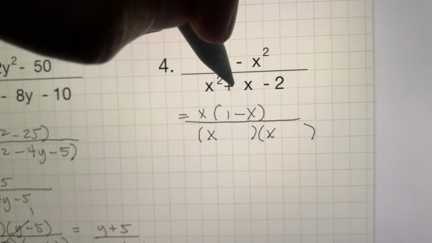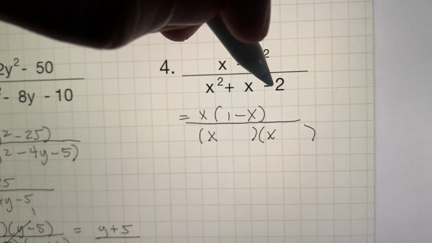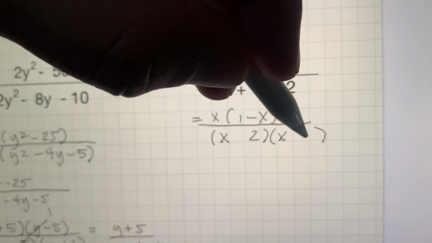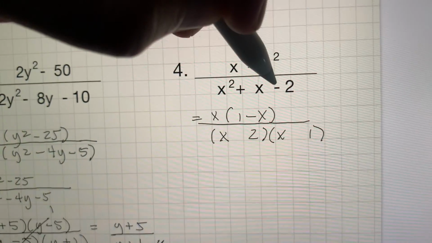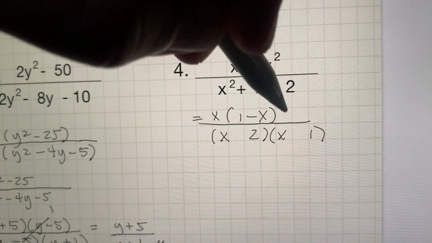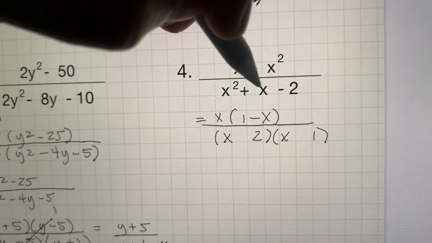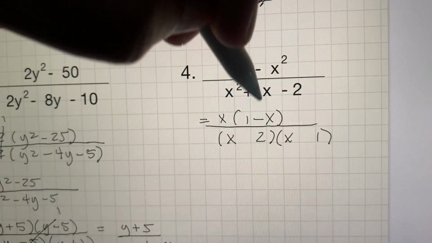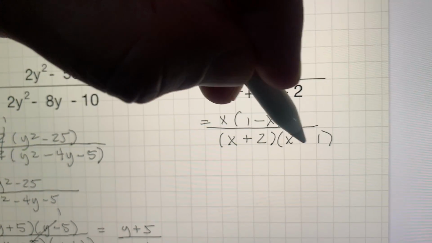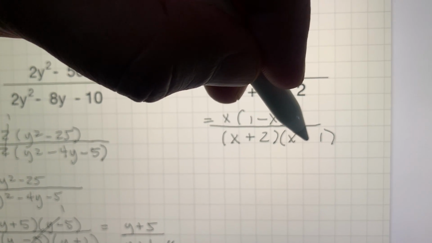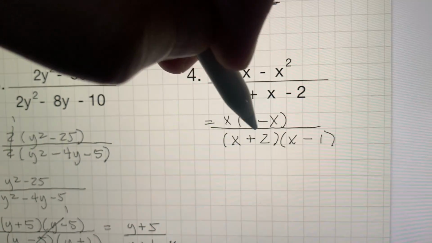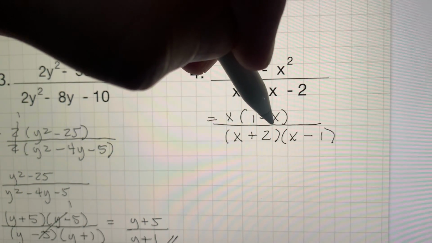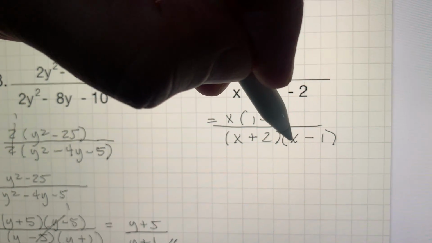Now, two numbers multiplied together that give me 2 would be definitely 2 and 1. Now I need one number to be negative and the other one to be positive, but what guides me is the fact that I have a positive x here, so then I can say that it's plus 2 and minus 1. Now, if you notice, I have x times 1 minus x divided by x plus 2 times x minus 1.